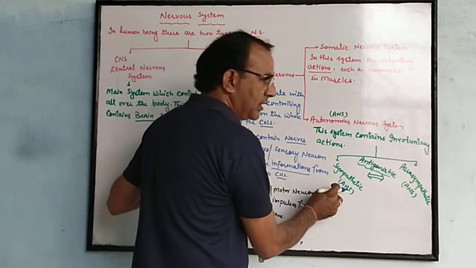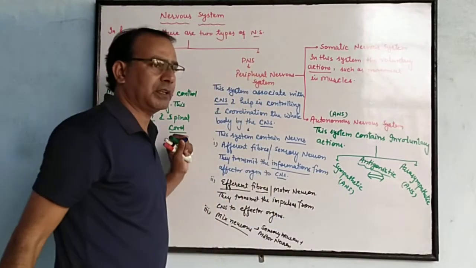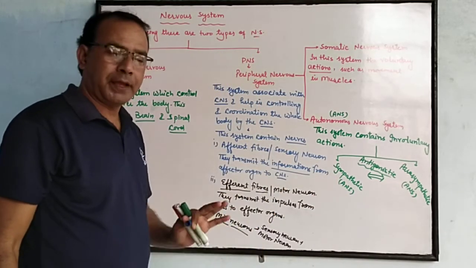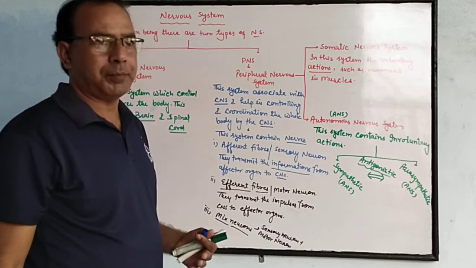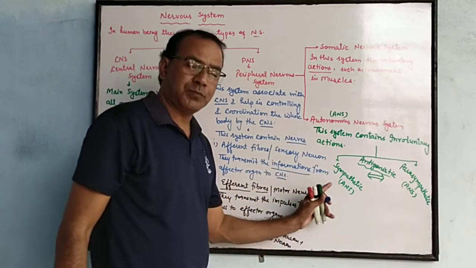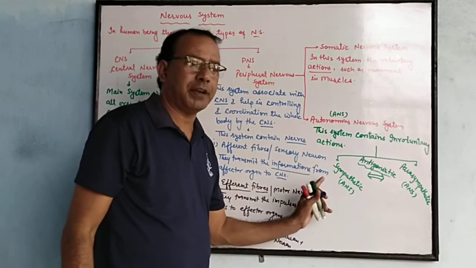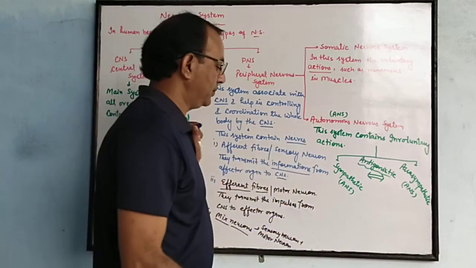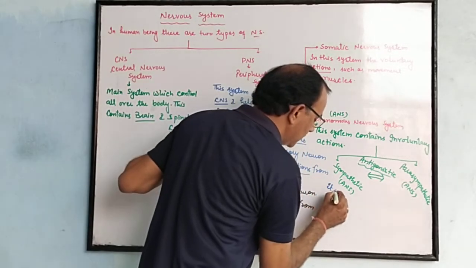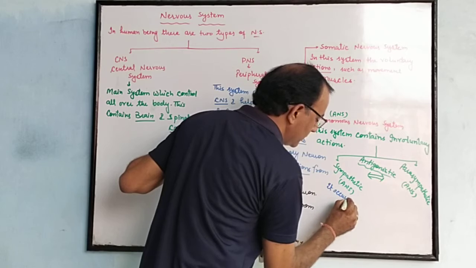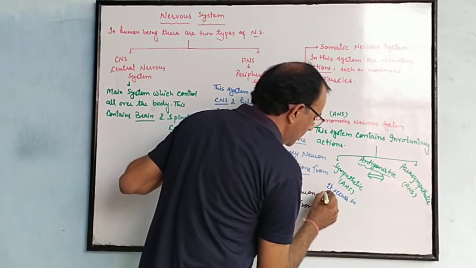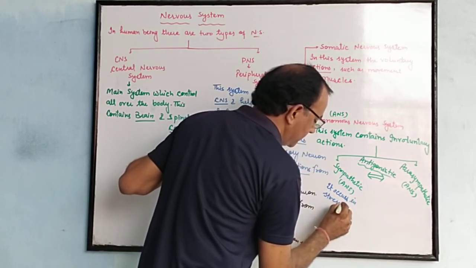For example, sympathetic: due to the condition of sympathetic, it escalates the heartbeat. It means this system only occurs in stressful conditions.